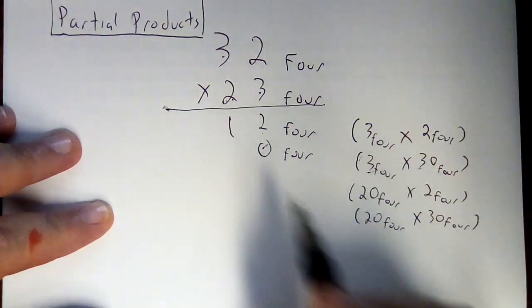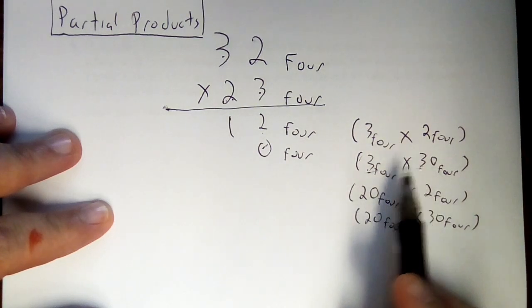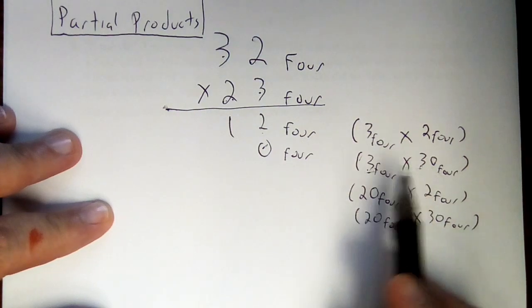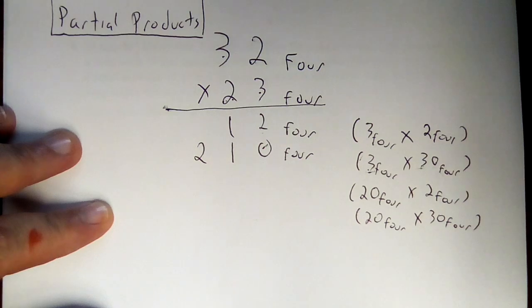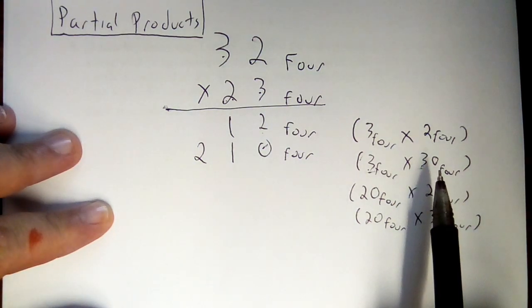And now we need to multiply 3 times 3. We multiply the 1 digit by the 1 digit. 3 times 3 being 9, and in base 4, 9 would be 2 groups of 4 with 1 left over, or with 1 remaining. Notice that the same pattern that we use for multiplying numbers in base 10 works here in base 4 as well as any other base.